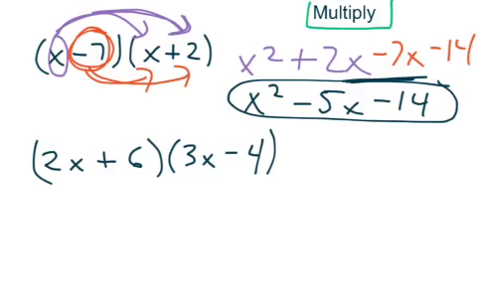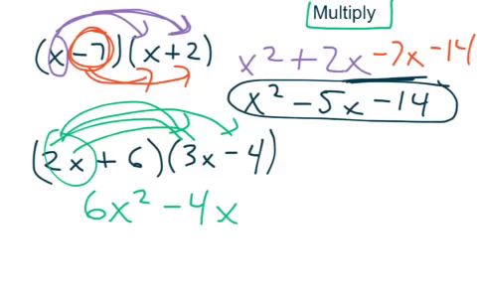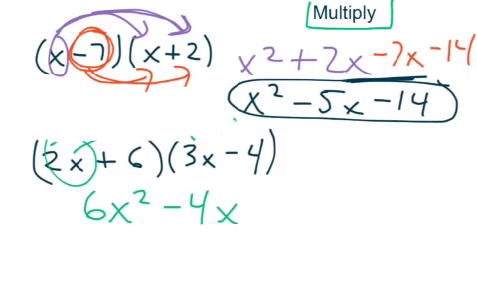So let's see how you did. Did you take the 2x times the 3x and get 6x squared? 2 times 3 is 6. X times x is x squared, right? Did you take 2x times a minus 4 and get negative 4x? So let me clean that up and make sure you understand. All I did was 2x times 3x, then 2x times minus 4. Oops. Let me correct my little mistake here. What's 2x times minus 4?